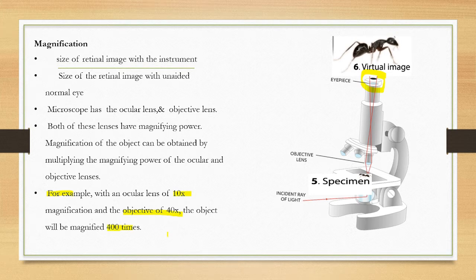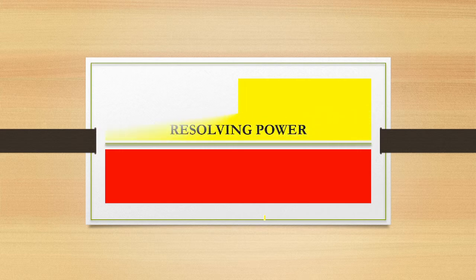So if the actual size of the object is x, it is magnified 400 times bigger. So this is called magnification. Now let's move on to the resolving power of the microscope.